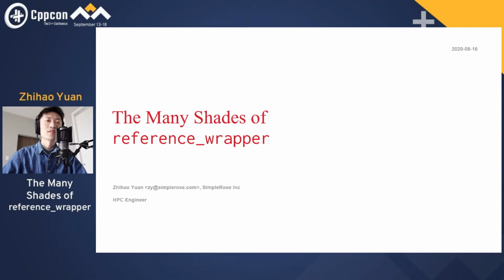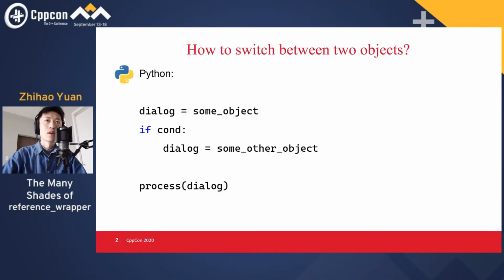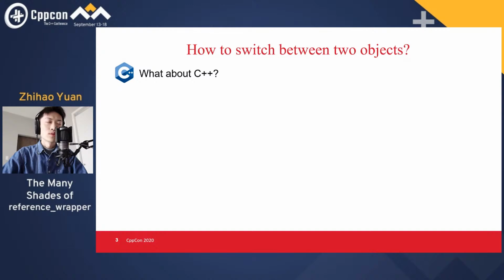So let's start with thinking about this question. How would you switch between objects? If you're using Python, because in Python, every variable is just some reference that points to some object, by saying switch between objects, you can just assign different objects to the same variable. Can we do the same thing with C++ using C++ references?